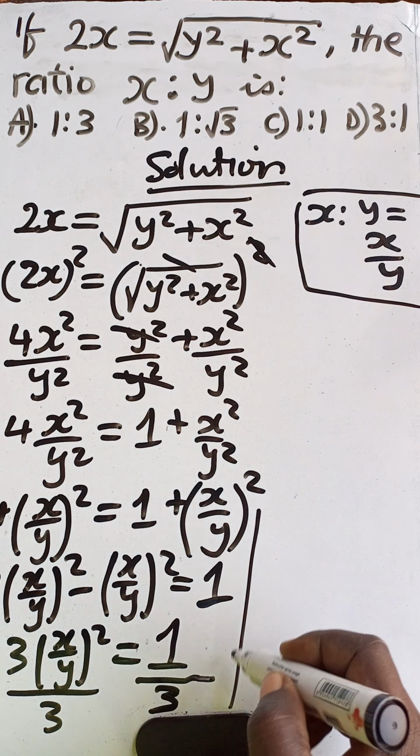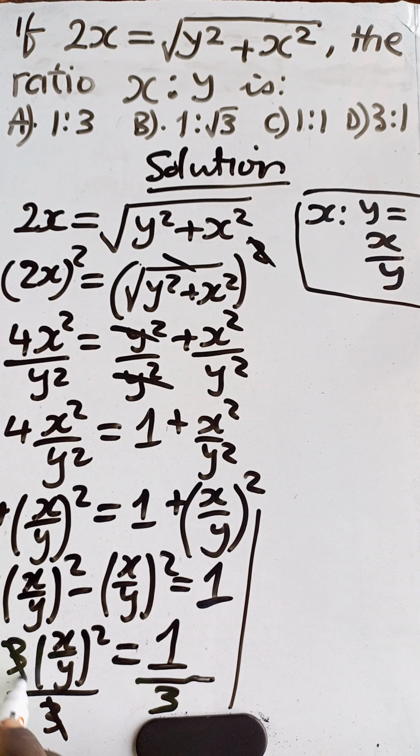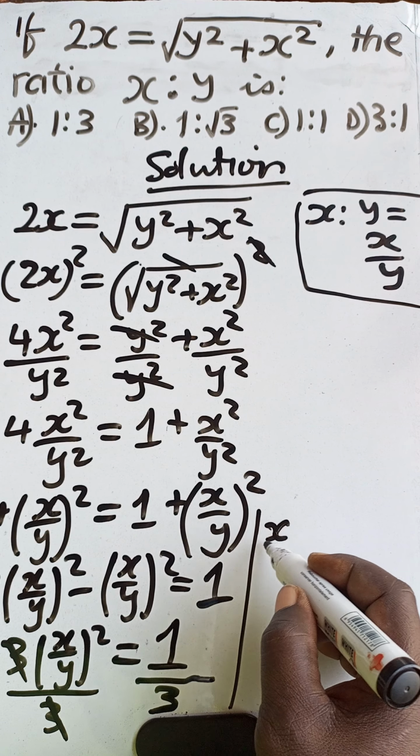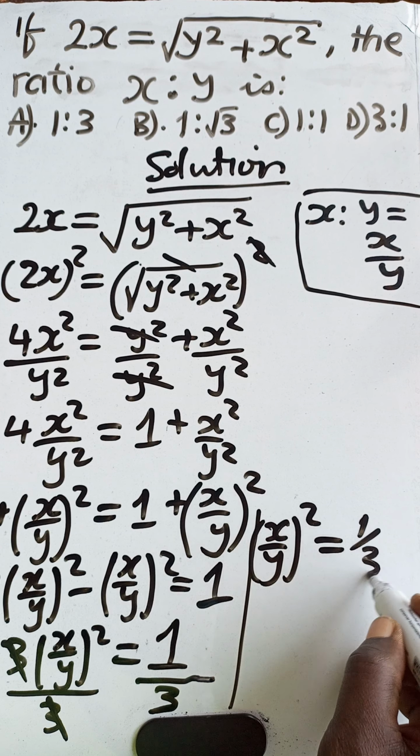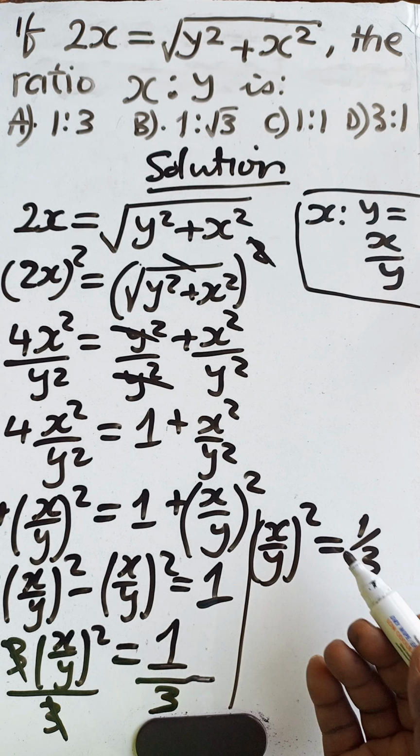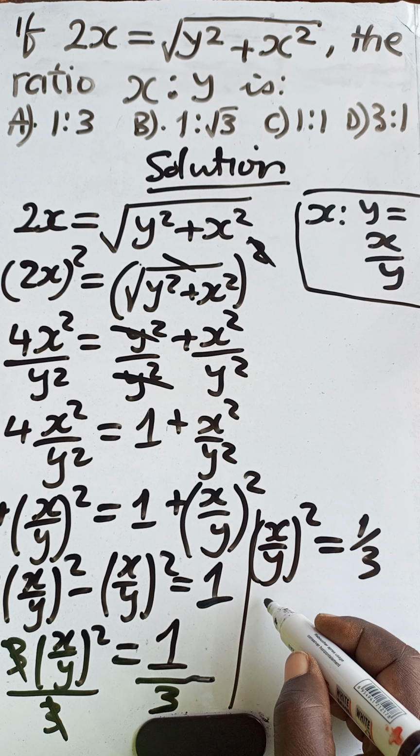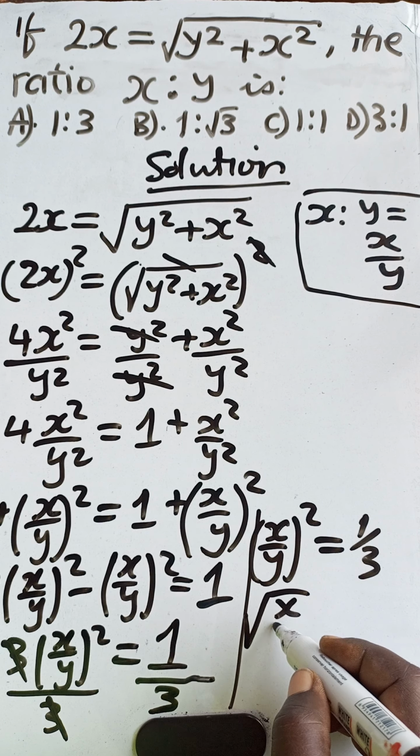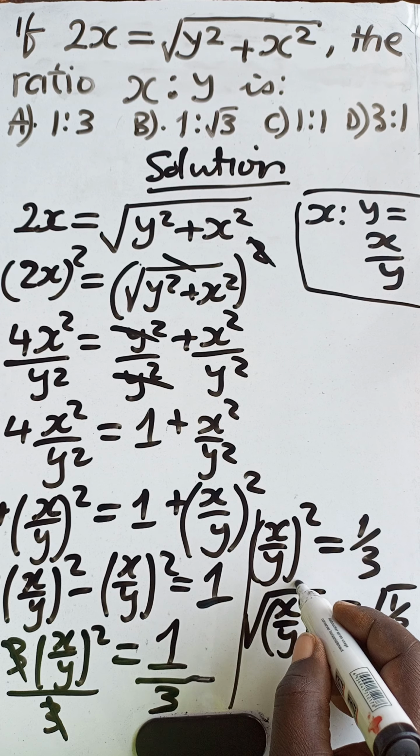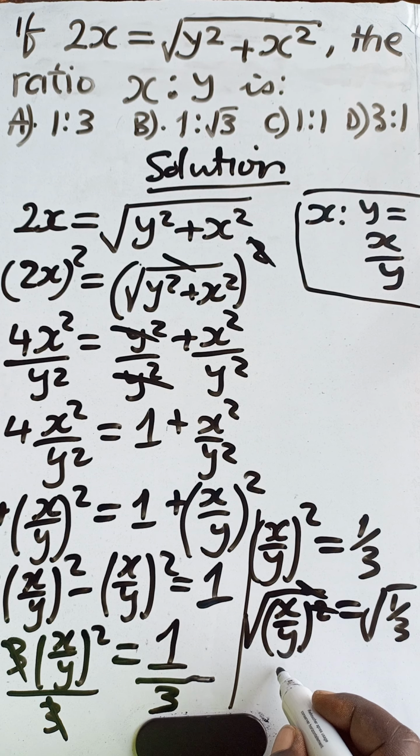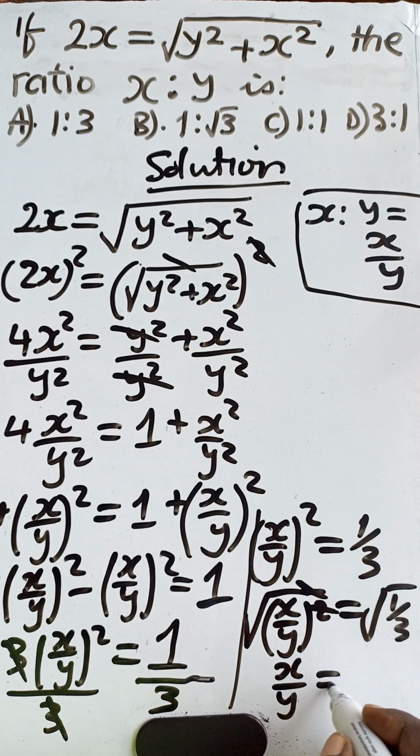Now this gives us, this 3 cancels. So we have x all over y squared is equal to 1/3. Now we take the root of both sides. When we take the root of both sides, we have x all over y. The root of x all over y squared is the root of 1/3. That square root cancels the power 2. We are left with x all over y is equal to root 1, which is 1, so 1 all over root 3.